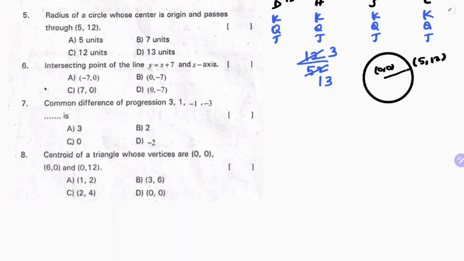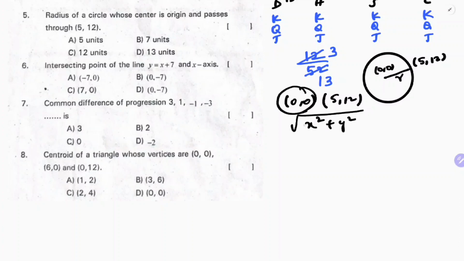So if you find the distance between these 2 points, you'll get directly the radius. So if one point is origin and the other point is like (5, 12), for the distance formula you can use x square plus y square, or you can use x2 minus x1 whole square plus y2 minus y1 whole square. But if one point is origin, directly you can use x square plus y square.